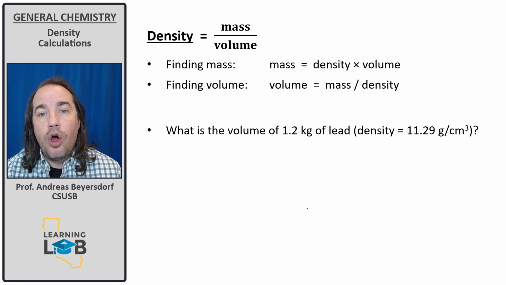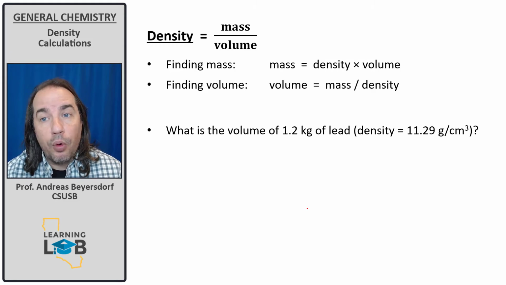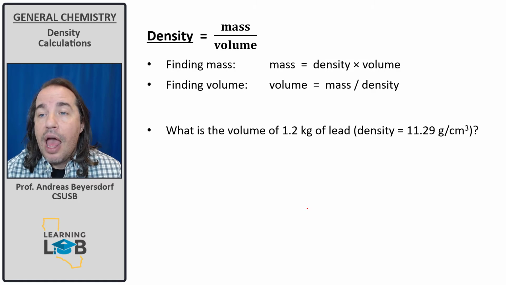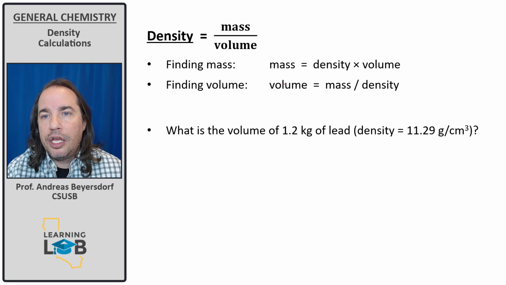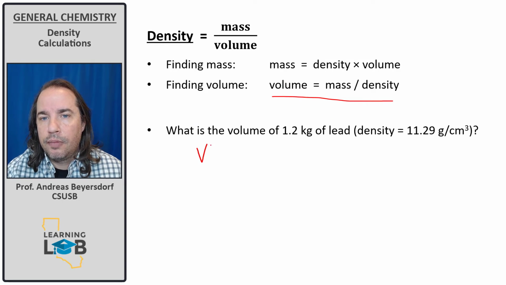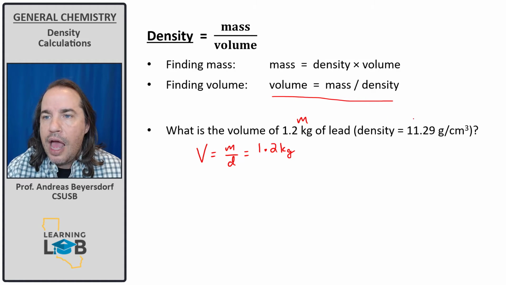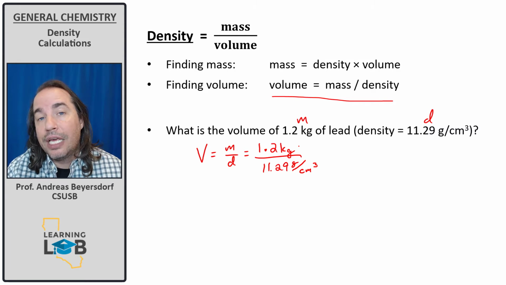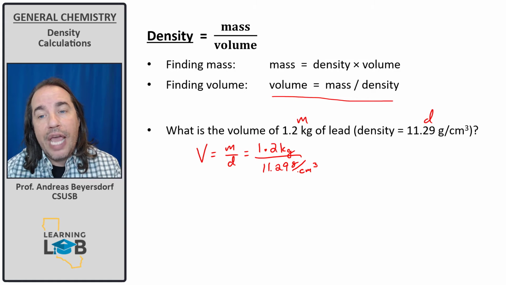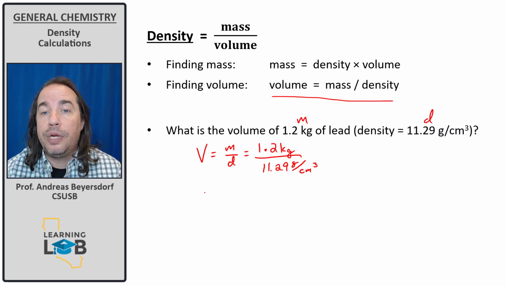Let's say we have a problem where we have 1.2 kilograms of lead, and we're given the density of that lead, and we want to know its volume. So we're going to use this equation here, and it would be tempting just to plug in the mass that we have and the density we have and just do the calculation. But that's not going to work, because notice one of them is in kilograms and the other is in grams. So we have to do a conversion before we do this.